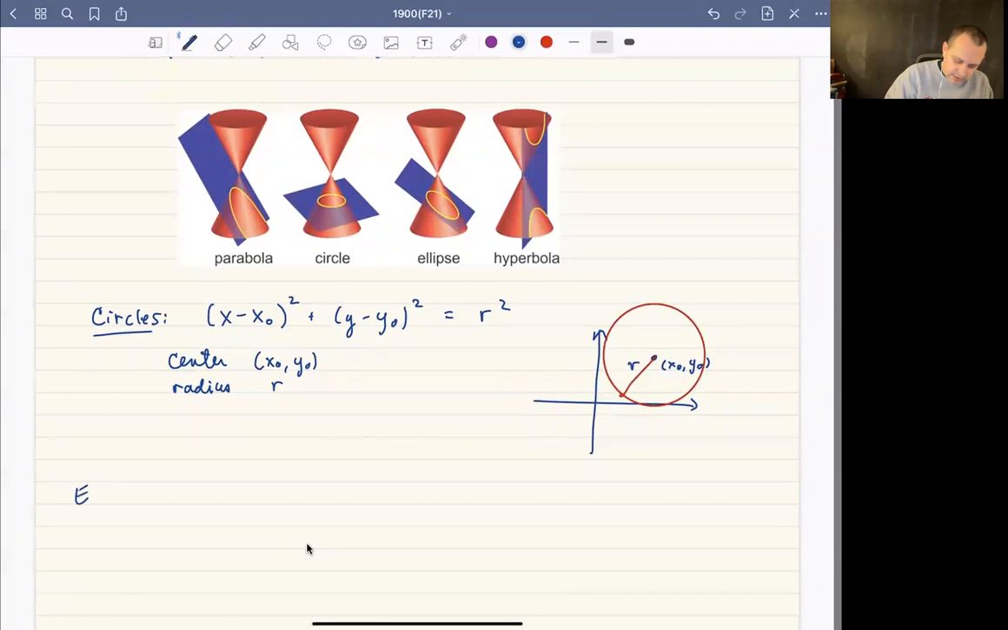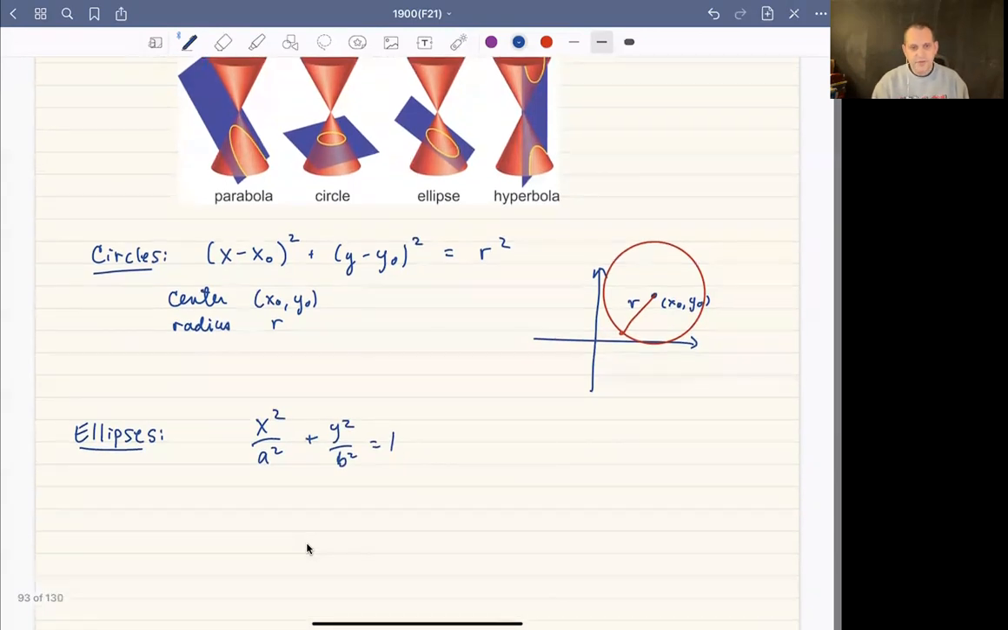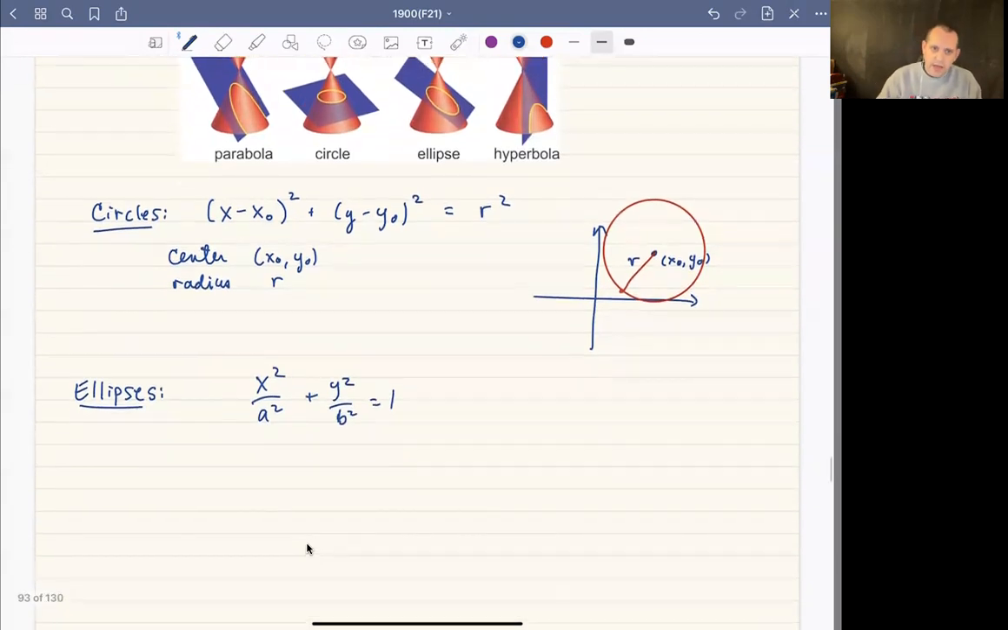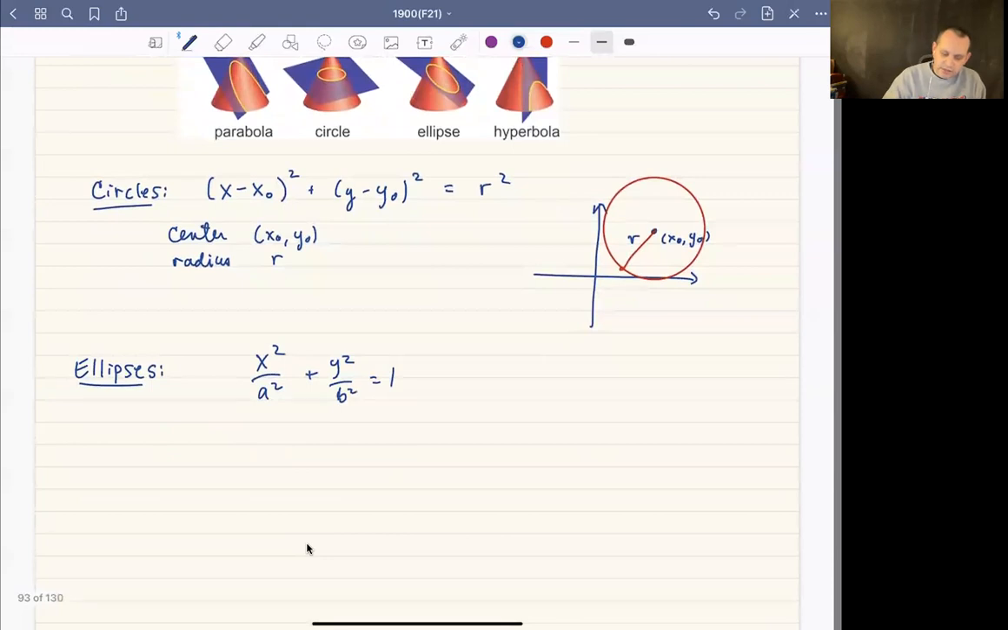thing to talk about is ellipses. Ellipses are generally going to look like x squared over a squared plus y squared over b squared equals 1. There's a few different things that are going to happen here. When I think of ellipses, there's not really too much mystery here. Let's just look at an example. Let's say we were to look at x squared over 4 plus y squared over 9.